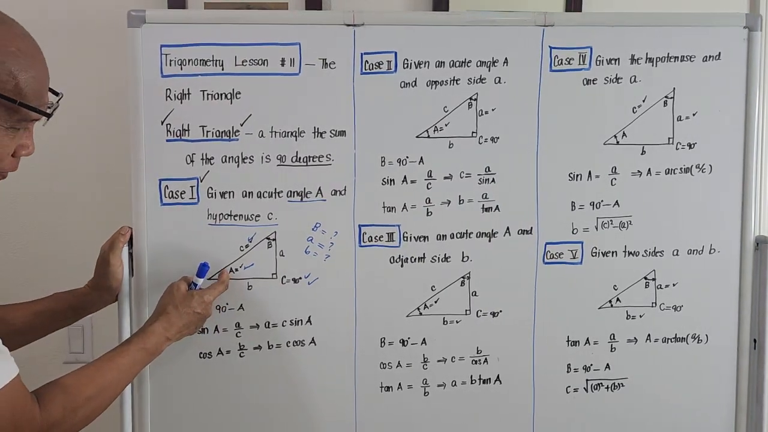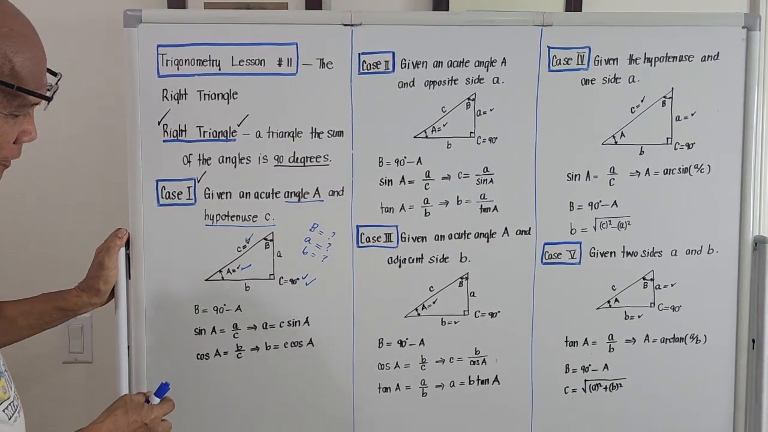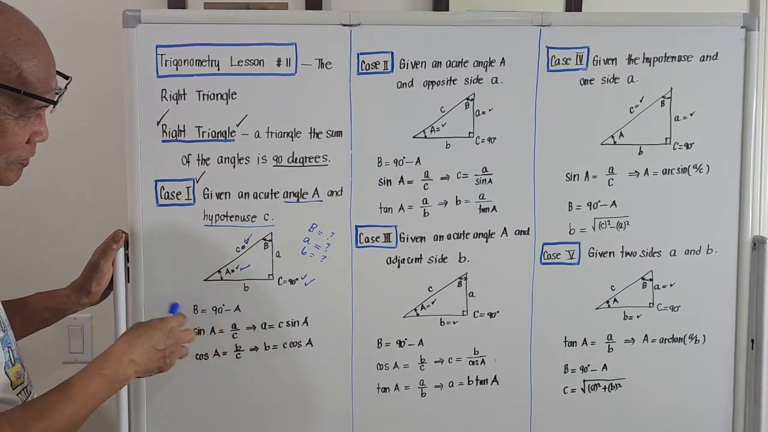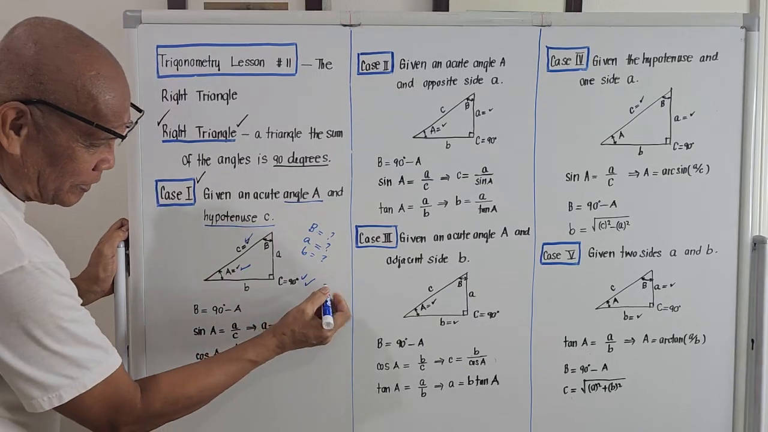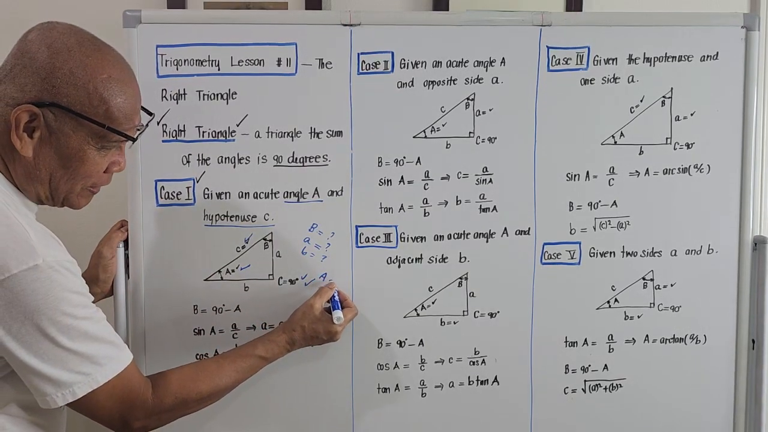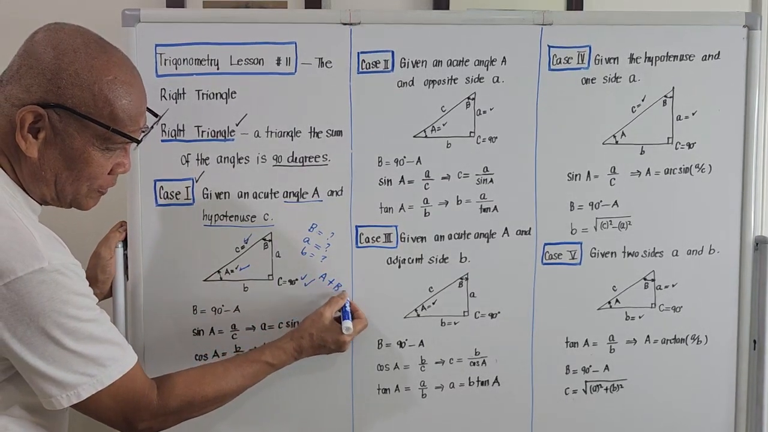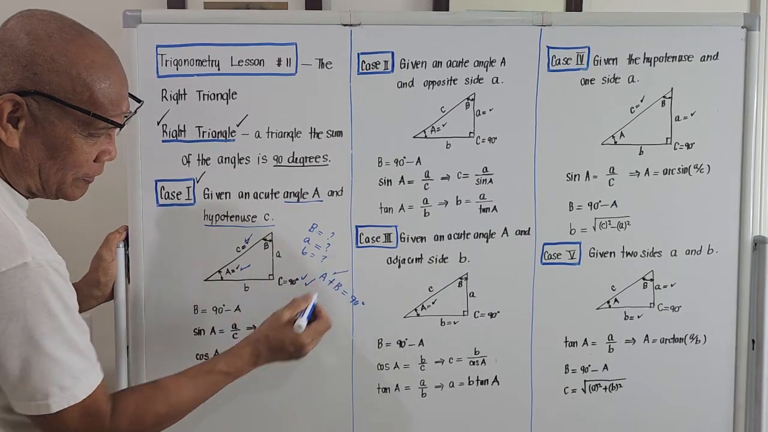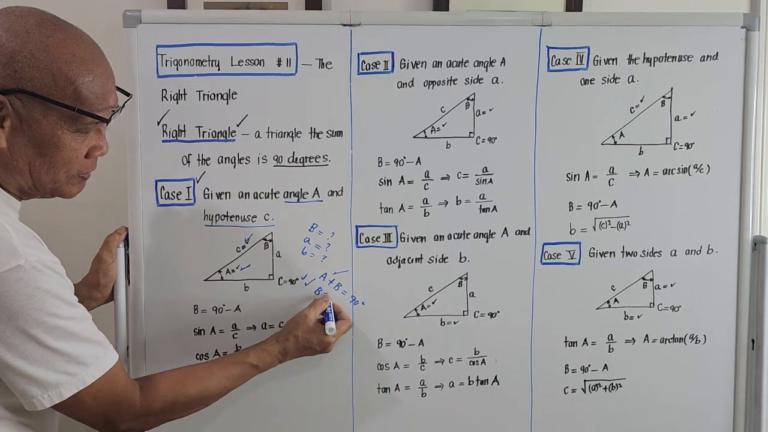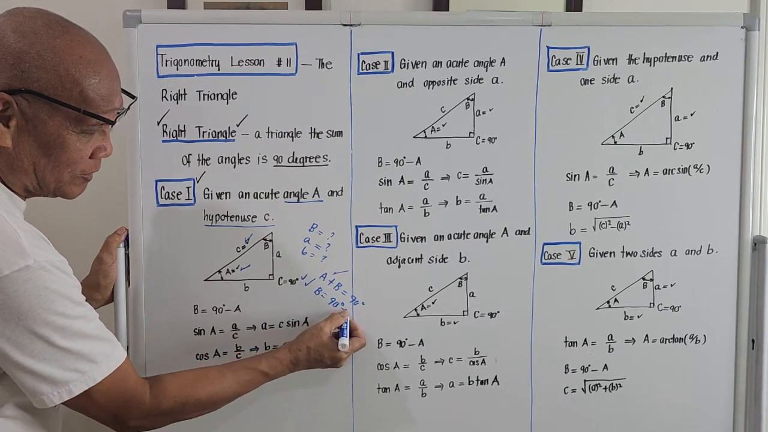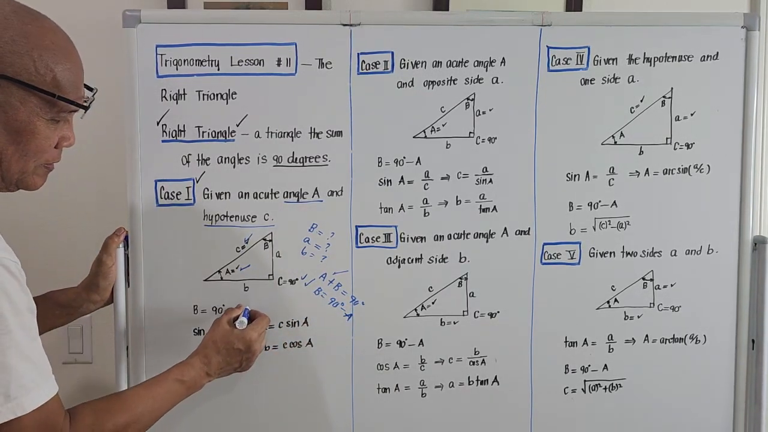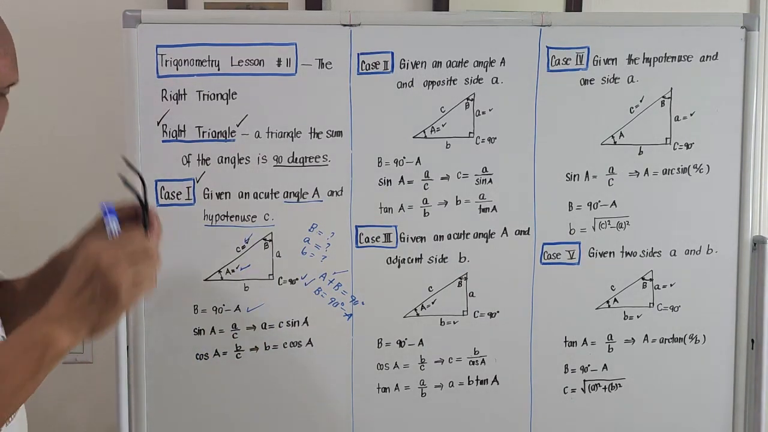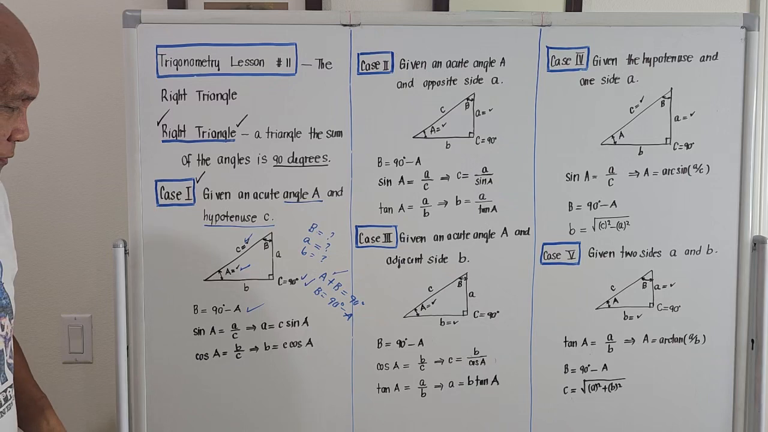If we know the value of angle A, angle B should be equal to 90 degrees minus A, because for it to be a right triangle, angle A plus angle B equal to 90 degrees. So if we are given angle A, angle B should be equal to 90 degrees minus angle A. It is just a plain subtraction. Oh, what's next?